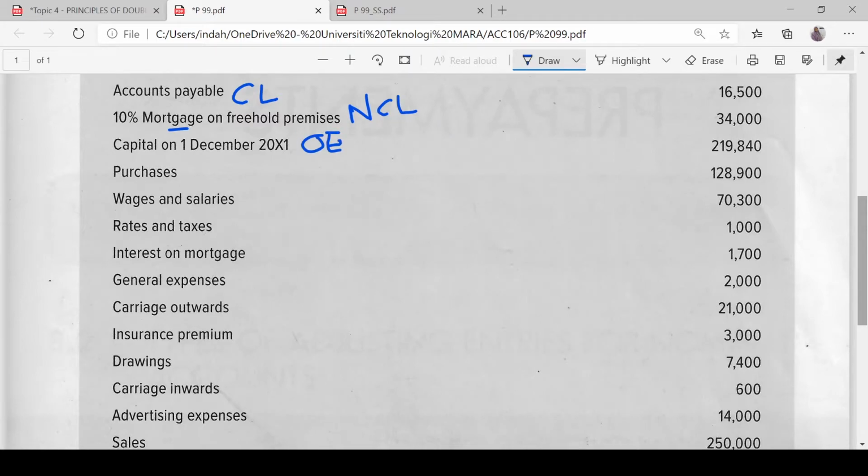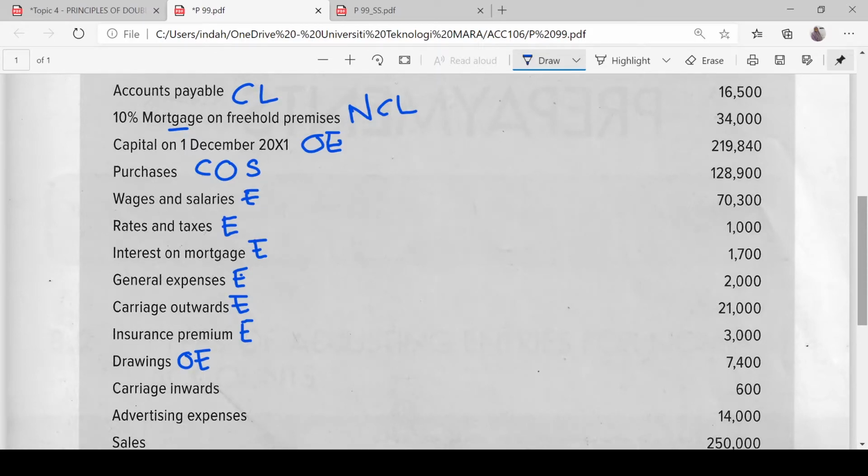Okay, so purchases is cost of sale. Wages and salary is an expense or operating expense. Rates and tax also operating expense. Interest on mortgage. Mortgage itself is non-current liability, but any cost of borrowing, for example the interest, is an expense. General expense, definitely an expense. Carriage outwards is an expense. Insurance premium is an expense. Drawing is part of owner's equity, except that it will reduce the owner's equity.